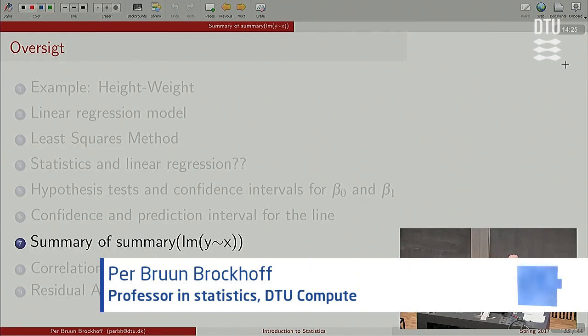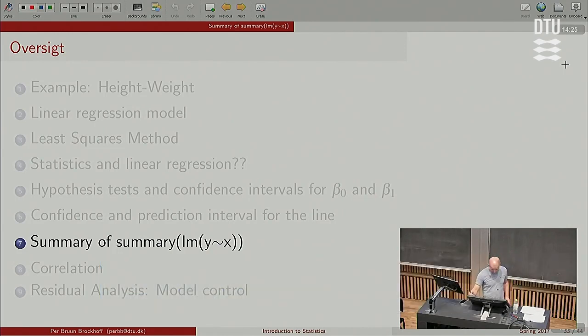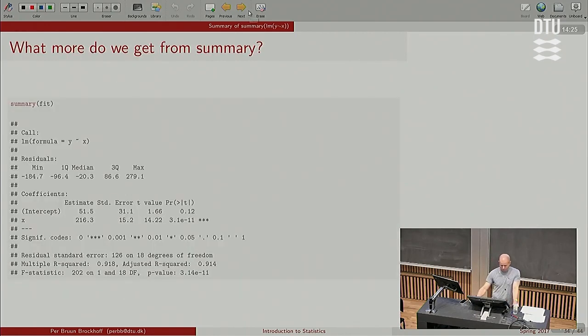Yes, we have a few small things left. Three small things. First, the summary of the summary. Let's see how that works for us. The summary, where we get all the results. And then we zoom in a second.